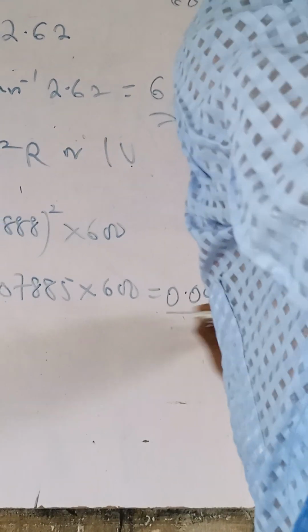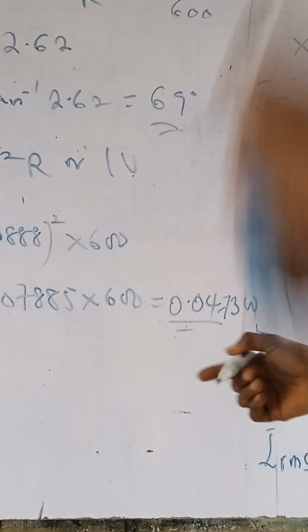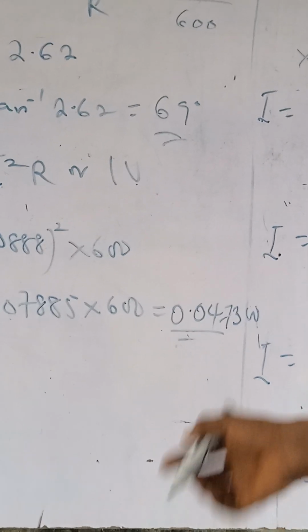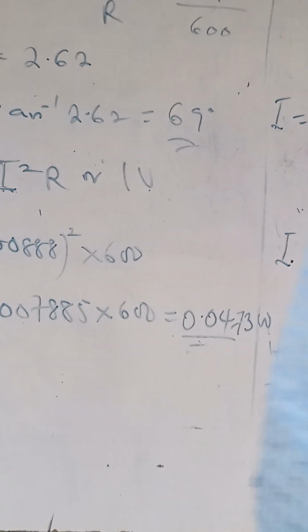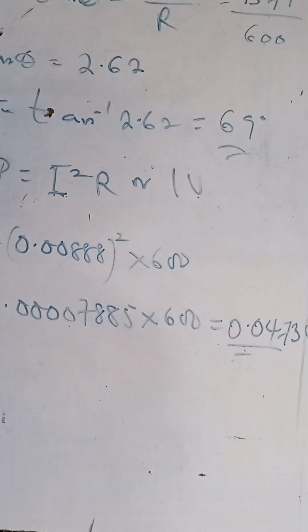0.0473 watts. We can approximate this to standard form if you like. It becomes 4.7 times 10 raised to power minus 2. So we move the decimal 2 times. So 4.7 times 10 raised to power minus 2.